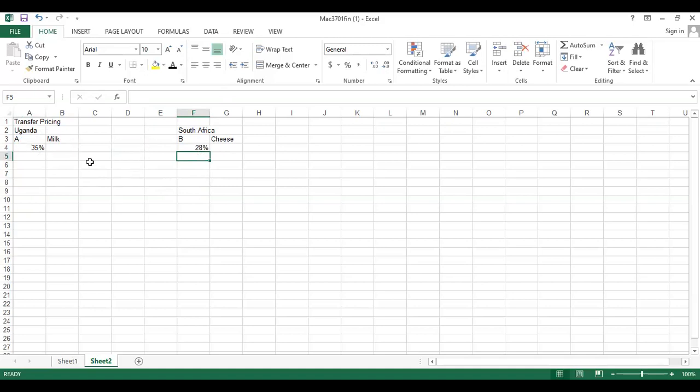So this can also work even if you are dealing with finished products. Let's say we are again doing cheese here, right? Let's say we are also dealing with cheese in Uganda. So which means you can make your cheese here and then sell your cheese very cheap to South Africa, right? So that you can avoid paying that 35% tax on your profit. And then once it gets here, then you can sell it and then make a 28% profit like that.